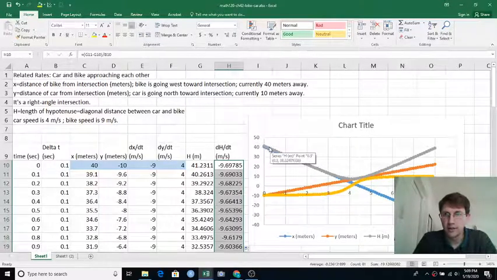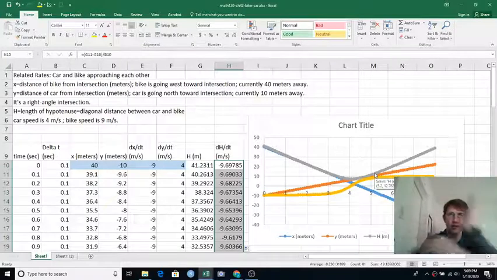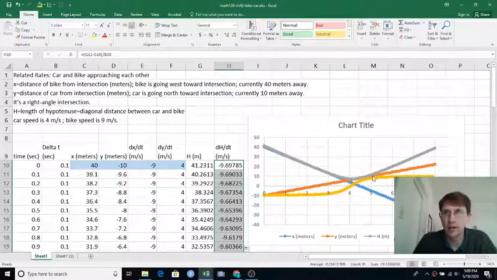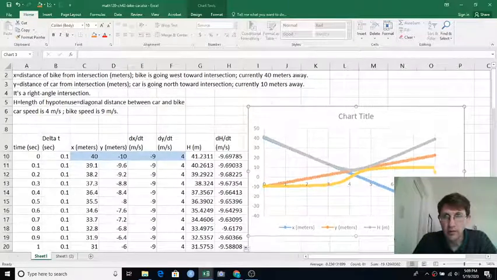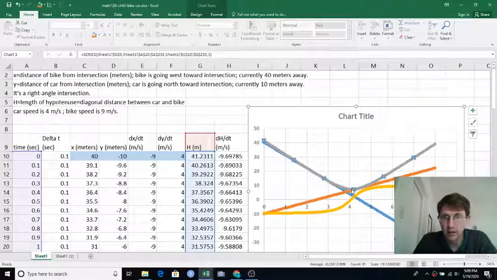So you can see that the distance decays pretty much linearly, and then they kind of pass each other. I'm not sure which goes first. I'd have to think about that. And then they get farther and farther away from each other. Do they actually hit each other? Well, we can see what's the closest they get.